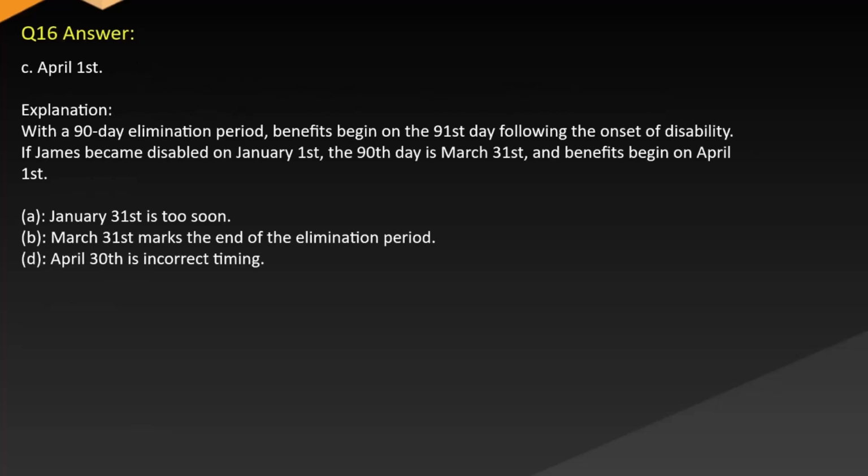Answer C. April 1st. Explanation: with a 90-day elimination period, benefits begin on the 91st day following the onset of disability. If James became disabled on January 1st, the 90th day is March 31st and benefits begin on April 1st. A. January 31st is too soon. B. March 31st marks the end of the elimination period. D. April 30th is incorrect timing.